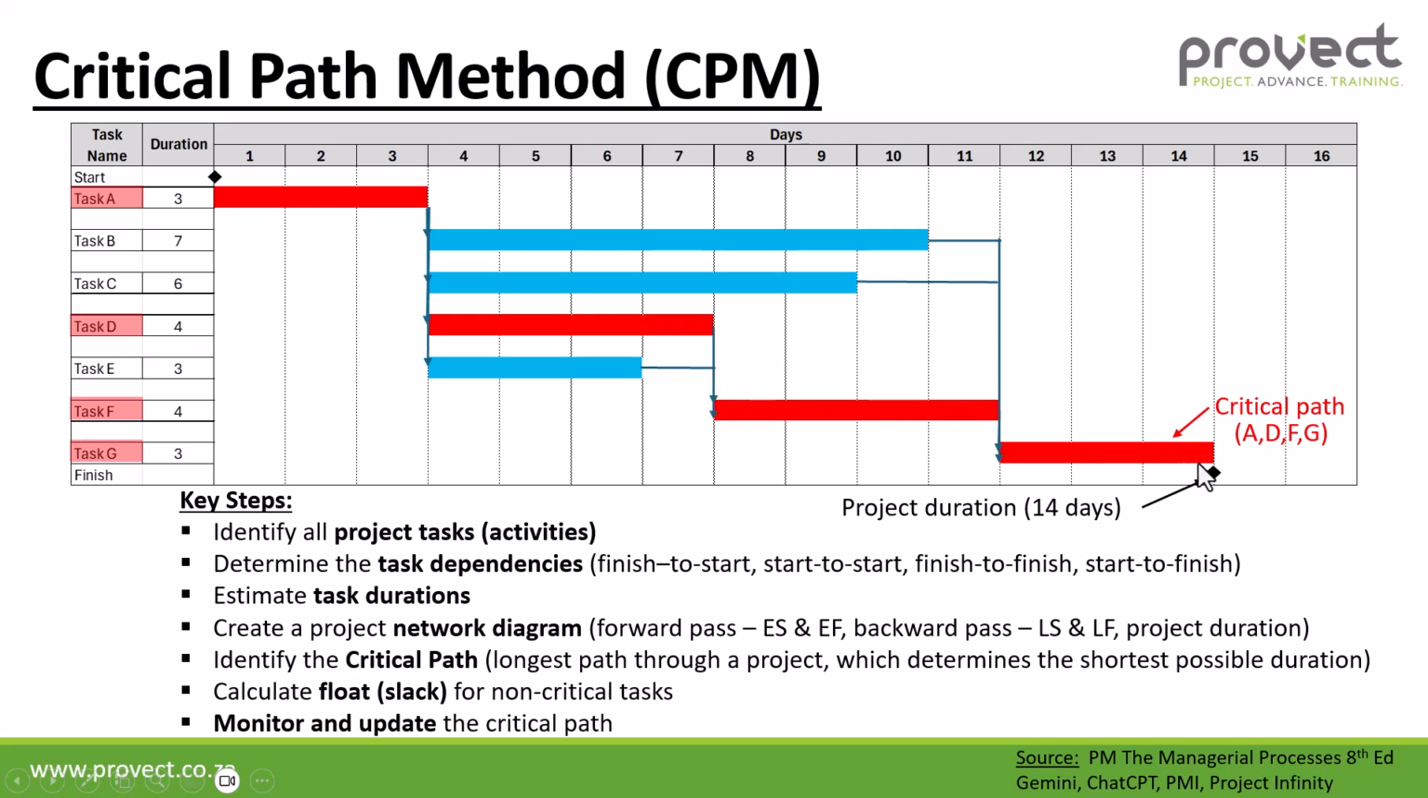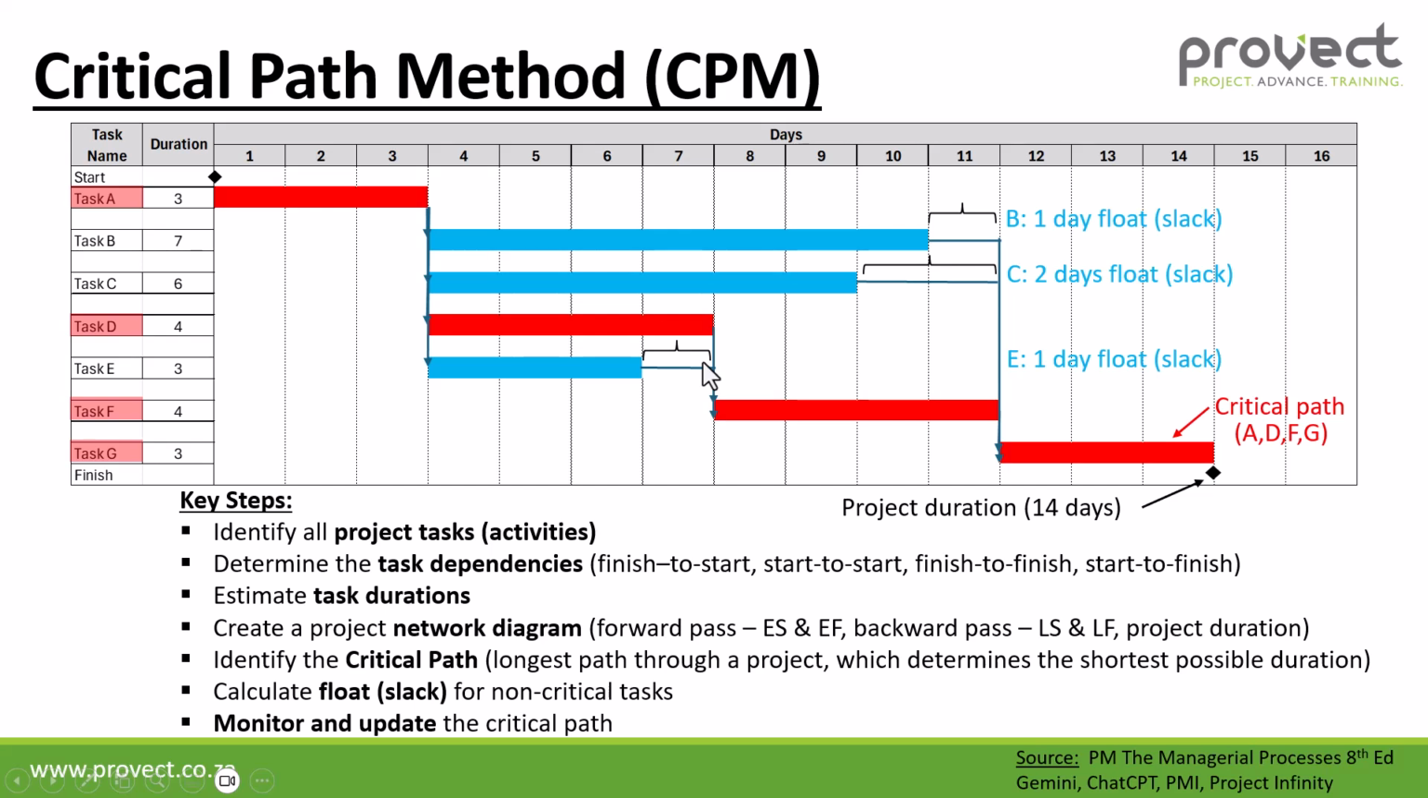We can also calculate the float or slack for the non-critical tasks, starting off with task B. It's 1 day before it will have impact on your critical path. Task C has a float of 2 days, and task E has a float of 1 day.